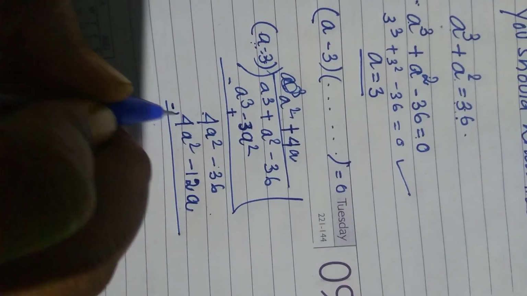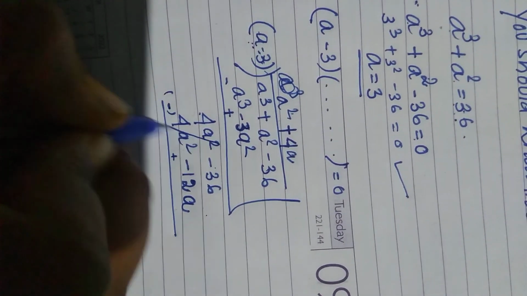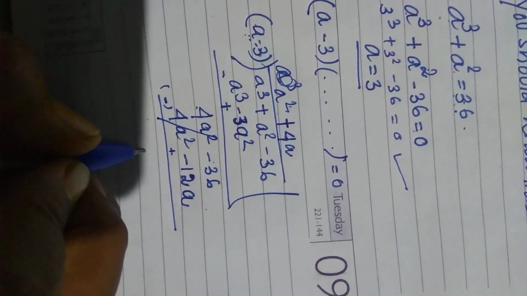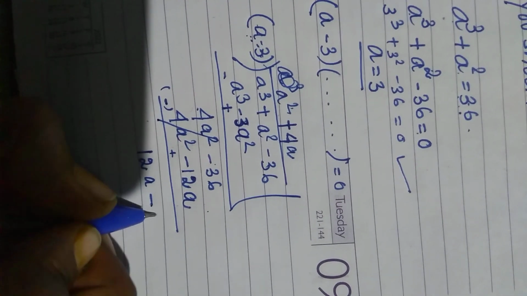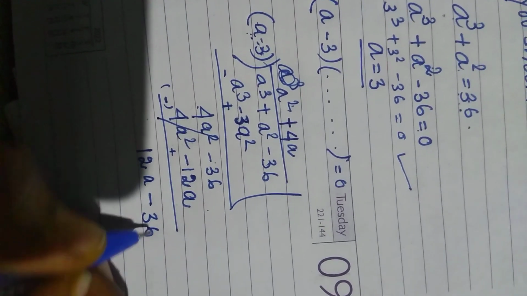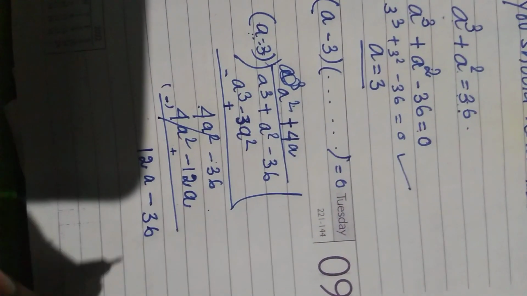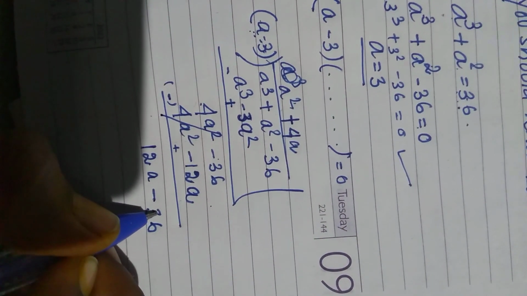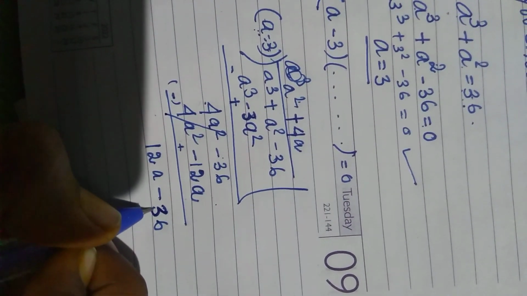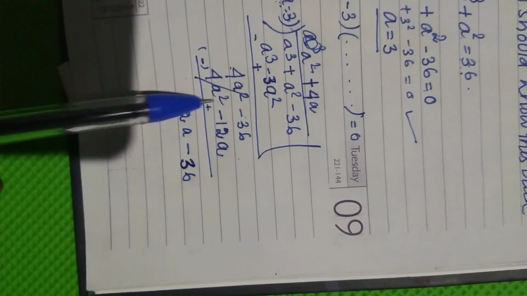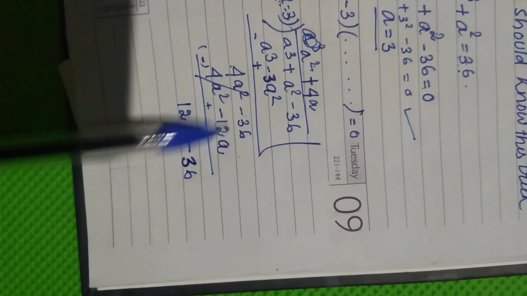Now let's sort this out. When you have things like this, let's change the signs. It's minus, plus. 4a squared minus 4a squared becomes 0. You have plus 12a. You cannot add or subtract terms like this, you can only add like terms. This has a variable a, this doesn't. This is a number, so let's keep it like that. 12a, because we have changed signs, minus 36.